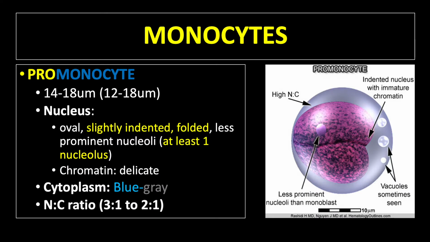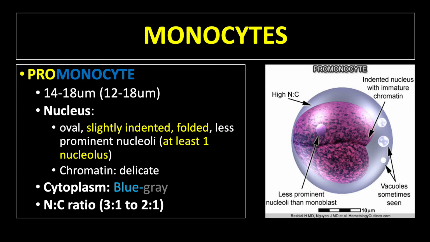Next in the monocyte series is the promonocyte, which usually measures 14 to 18 micrometers, and in Rodak it measures 12 to 18 micrometers. The nucleus is also oval with slight indentation or folding, with less prominent nucleoli, at least 1 nucleolus, as compared to the monoblast, which has 1 to 2 nucleoli. The chromatin is delicate, as shown in the image. The cytoplasm now becomes blue-gray from the basophilic agranular cytoplasm of the monoblast. And the NC ratio is 3:1 to 2:1.